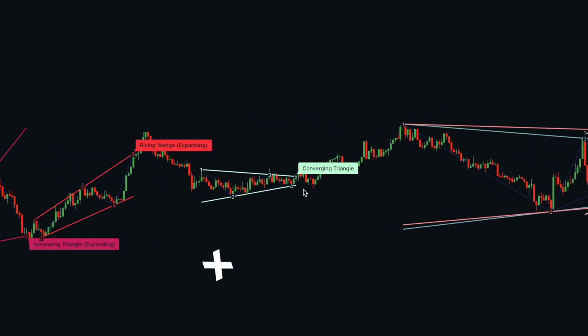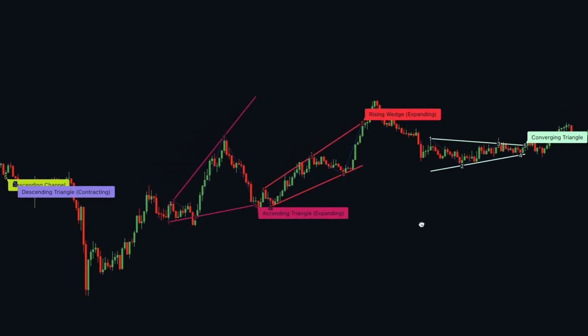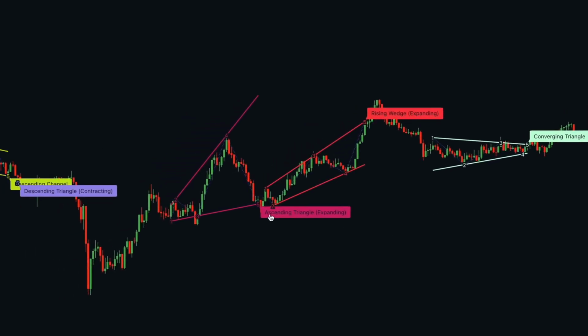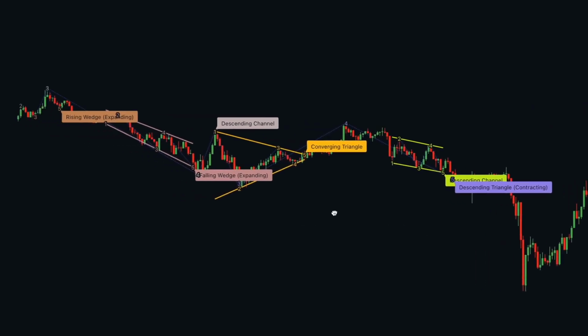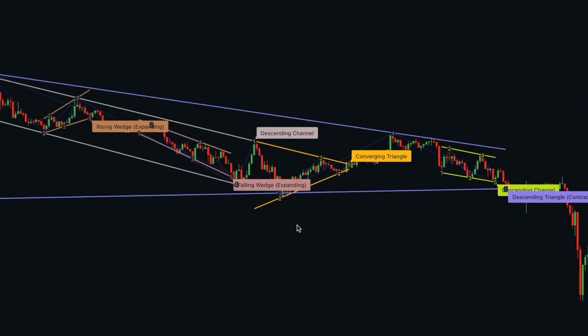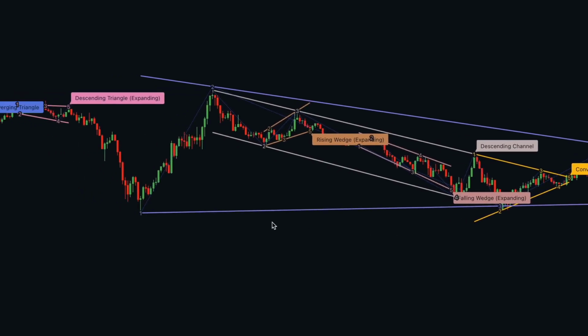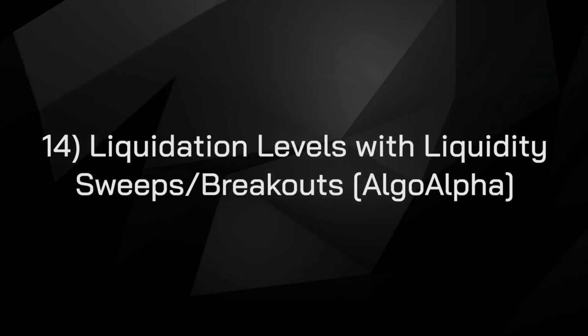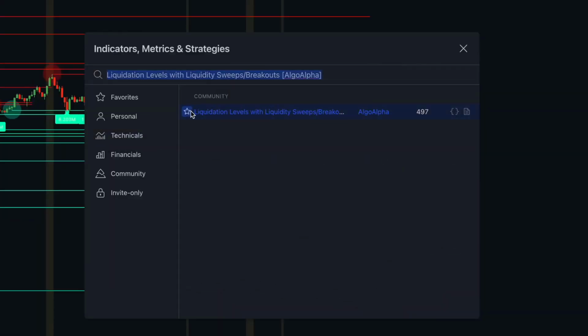These price patterns can be classified into bullish and bearish. Once a price pattern has been formed, you can use it to make a trading decision, to buy or sell. This indicator saves you a lot of time. However, I would strongly advise using it in combination with volume indicators, supply and demand, and various oscillators discussed previously in this video. Next up is the liquidation levels with liquidity sweeps, breakouts by Algo Alpha.